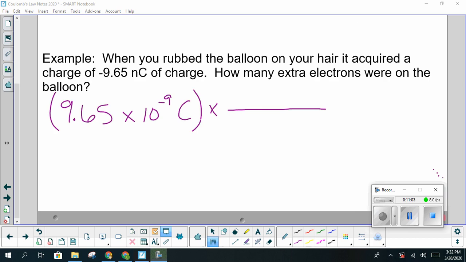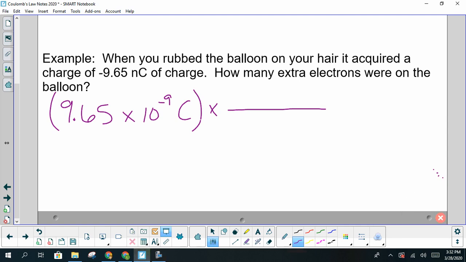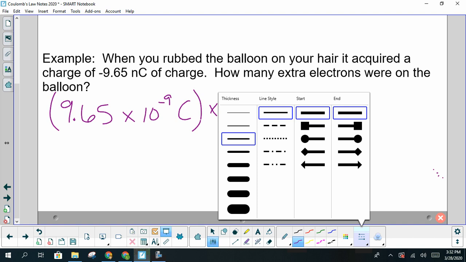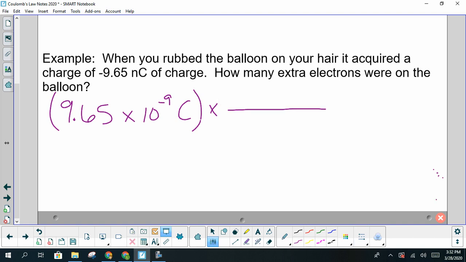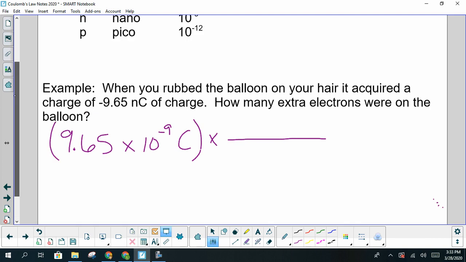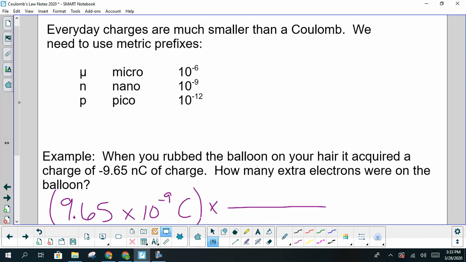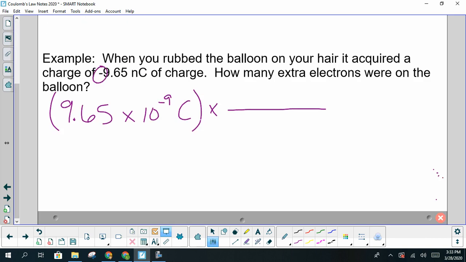All right, so to finish this up, notice that I've changed my charge of 9.65 nanocoulombs. I went ahead and put that into scientific notation. Remember, nano is times 10 to the negative 9th. Also, you'll notice that I dropped my negative sign off. We just want to know how many extra electrons. We already know that the charge is negative, so I just dropped that.